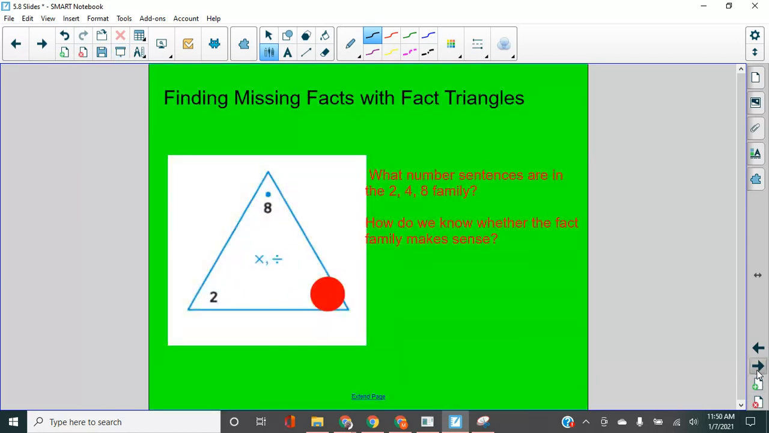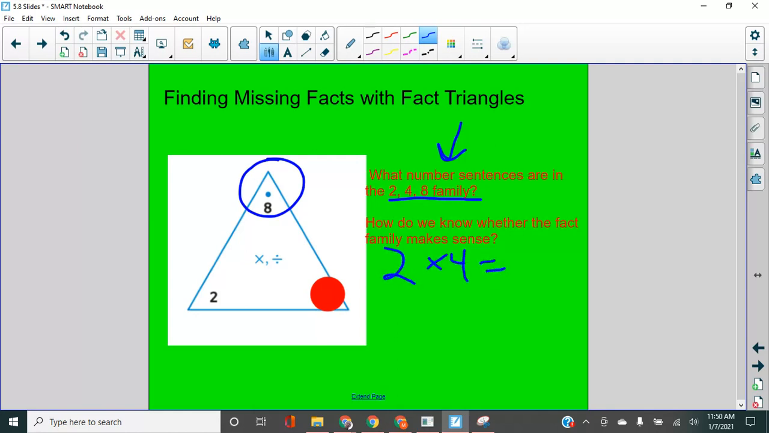All right, we've seen these fact triangles also, and we know that the answer is up here, right? And so in our fact family, well, why don't you give me one number sentence? Let's start with a multiplication problem that is in this fact family. It uses 2, 4, and 8. Give me a multiplication problem using those. All right, I'm going to guess that most people did this one.